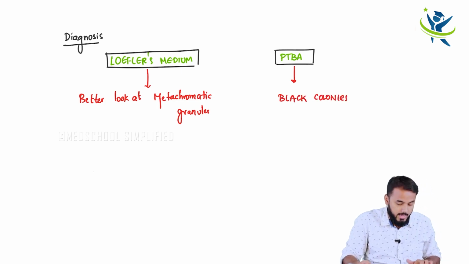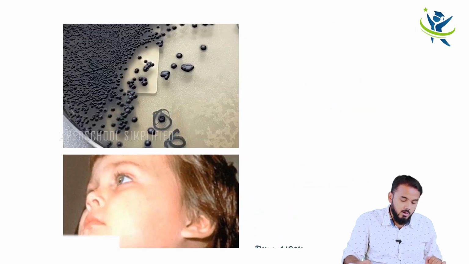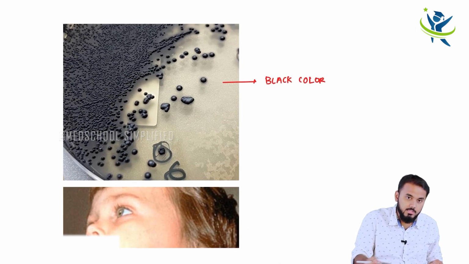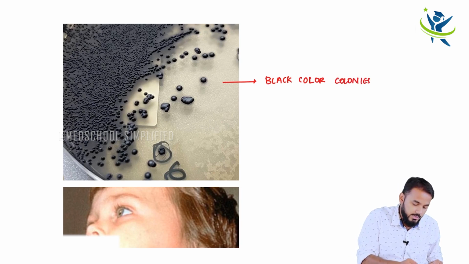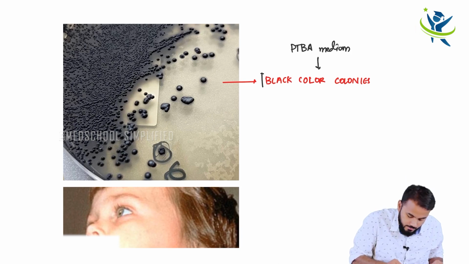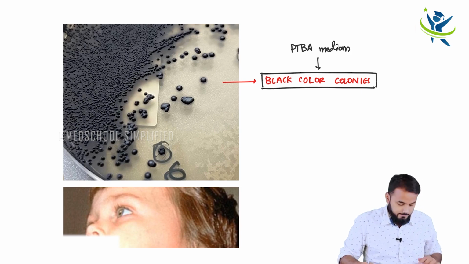Black color colonies. I have shown you the picture of black color colonies, right? You see these colonies over here? These colonies are called black color colonies. And where do you see these black color colonies? You see them in PTBA medium. In PTBA medium, I see a specific type of colonies, and these colonies are called black color colonies.